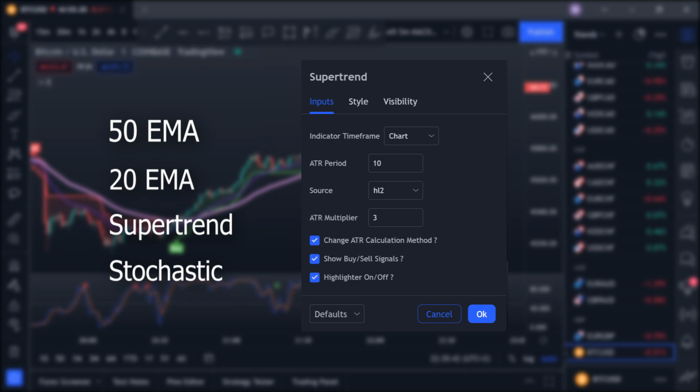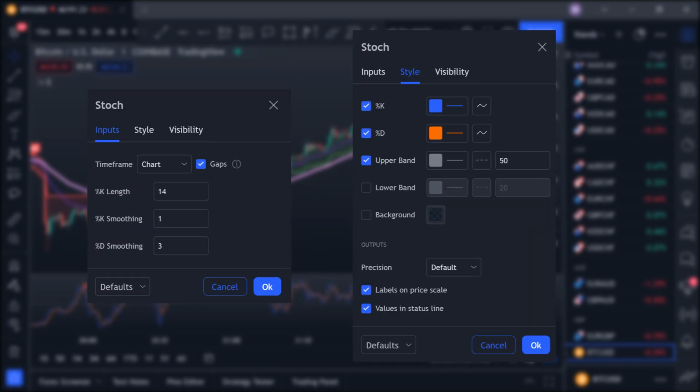For the Stochastic, we adjust the settings slightly as follows. Disable either the upper or lower band and change the other one to 50. Also, I like to disable the background to give me a clearer view. Now this gives us the middle line on the Stochastic.